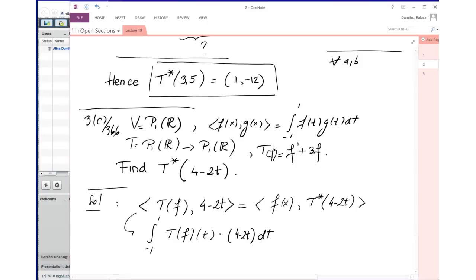But in order to integrate, I need to know something about that function. I cannot just integrate now. It is f prime plus 3f, but that still doesn't say too much. But where do these functions belong? They are not just anything. Basis of what? Of P1? Yes, but it must hold for any f, that identity.